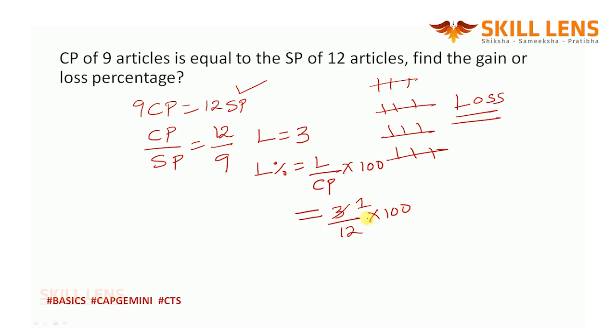3 ones are 3, how many times? 4 times. So the loss percentage is going to be what here? Yeah, the loss percentage is going to be 1 by 4. 1 by 4 means what? 25% is the loss percentage. So this is the basic way of solving. What is the other way around here?